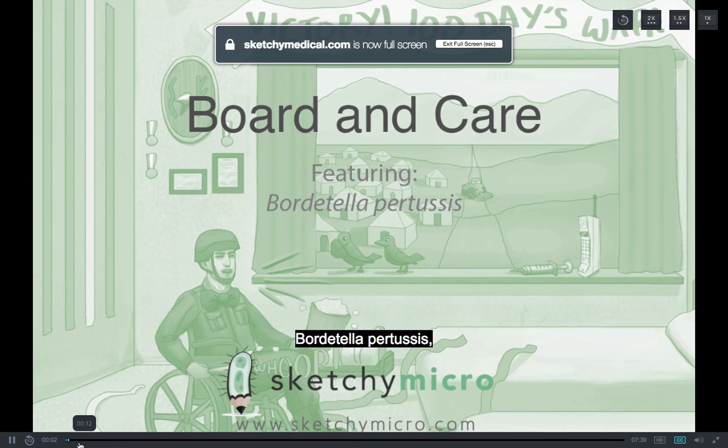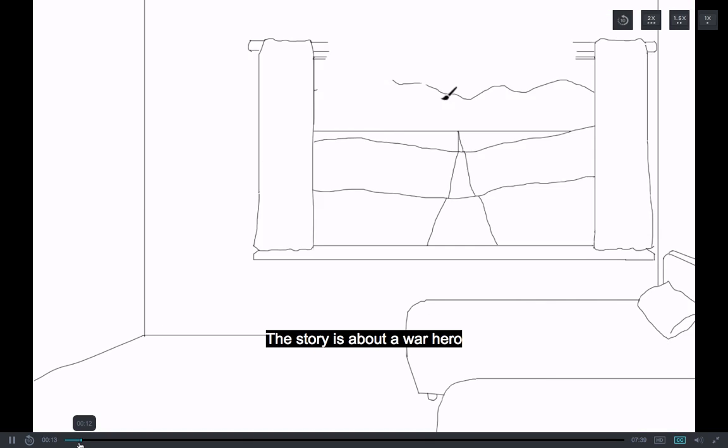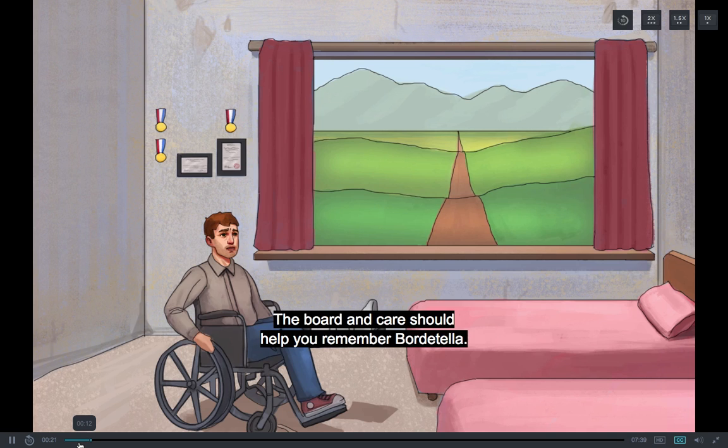Bordetella pertussis, the cause of whooping cough. Bordetella is a nasty bug with many toxins and virulence factors, so most of our illustration will be dedicated to helping you remember them. The story is about a war hero who's returned home after being wounded and is now staying at a board and care for veterans. The board and care should help you remember Bordetella.